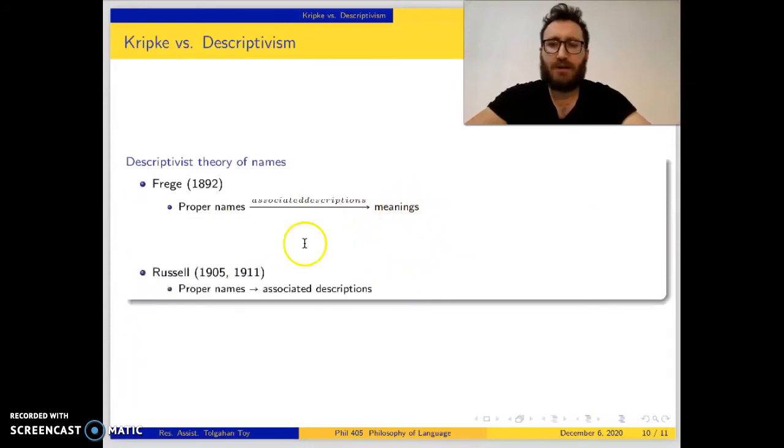The other important name in the descriptivist theory of names is Bertrand Russell, whose work we will see in the following weeks. So for Russell, proper names, I mean the ordinary proper names like Russell, Aristotle, Frege, Kripke, or London, etc., are actually disguised definite descriptions. They are not proper names in the logical sense. They are disguised definite descriptions. So the meaning of a proper name is the associated description for Russell.